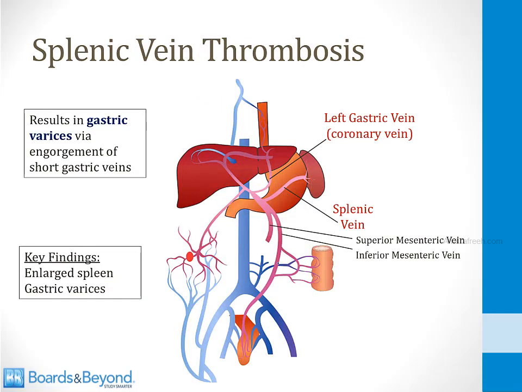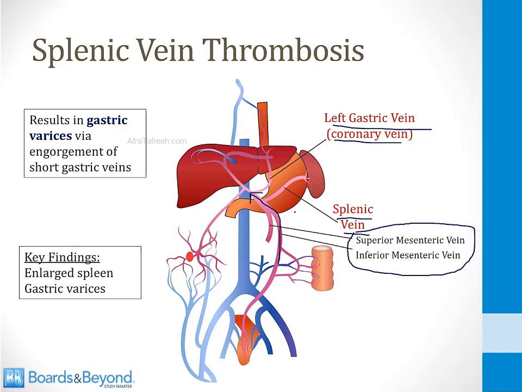This slide shows the portal vein in pink. I'm drawing a line through it with my pen, and you may know that the portal vein drains blood from the intestines to the liver via the superior and inferior mesenteric veins. But you should also know that it drains blood from other places as well. It drains blood from the spleen via the splenic vein. It also drains blood from the stomach via the left gastric vein, which is sometimes called the coronary vein.